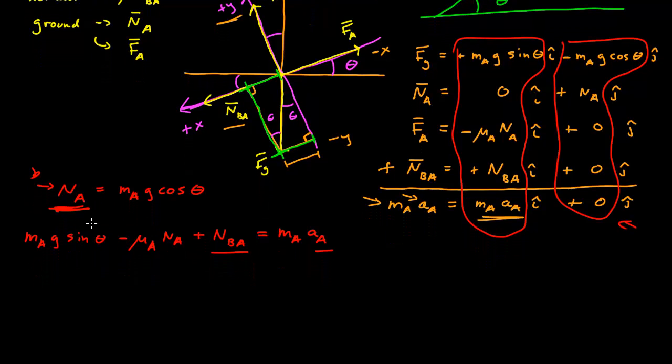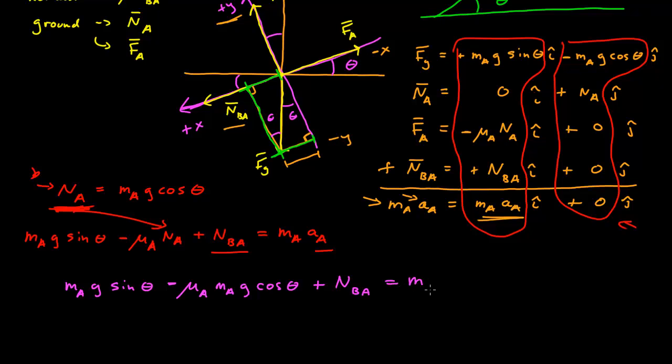I'm still in the brainstorming session, but I know I can get rid of one of these unknowns just by substituting the normal force of the ground on A into the second equation. And so this gives me m sub A, the mass of A times g sine theta, minus the coefficient of friction for A times the mass of A times g times cos theta, plus the normal force of B on A is equal to the mass of A times the acceleration of A.